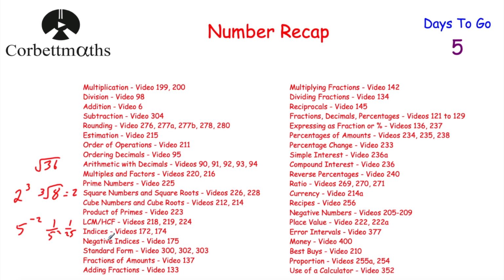Anything to the power of 0 apart from 0 is equal to 1, so make sure that if you've got, for instance, 10 to the power of 0, that's equal to 1.